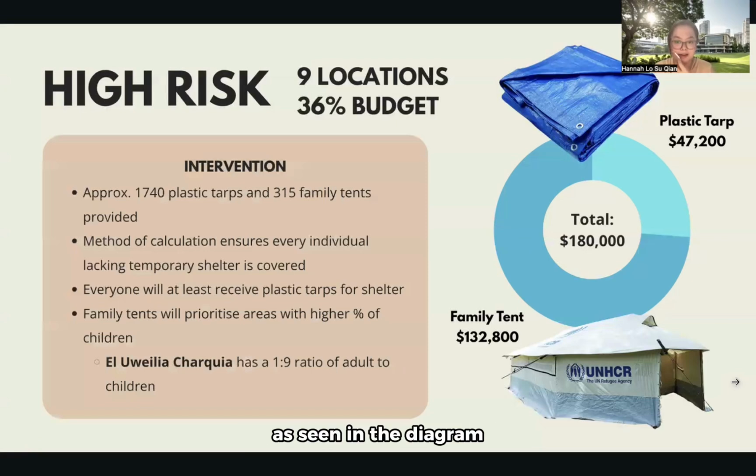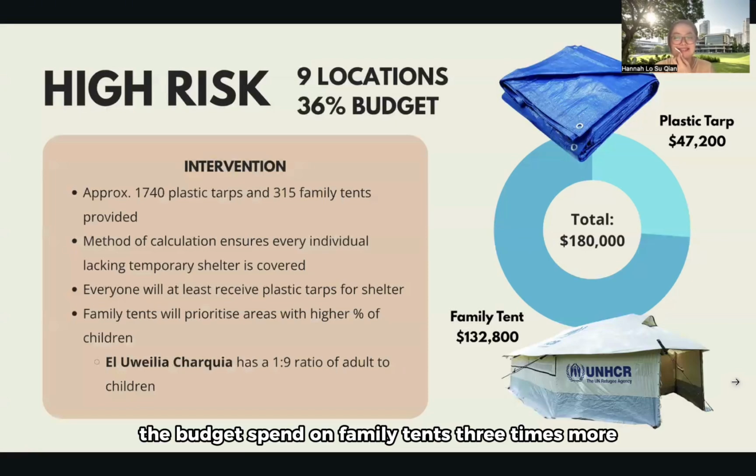As seen in the diagram, the budget spent on family tents is 3 times more, yet we can only provide approximately 315 tents due to the high costs. On the other hand, the cheaper plastic tarps allow us to provide 1,740.